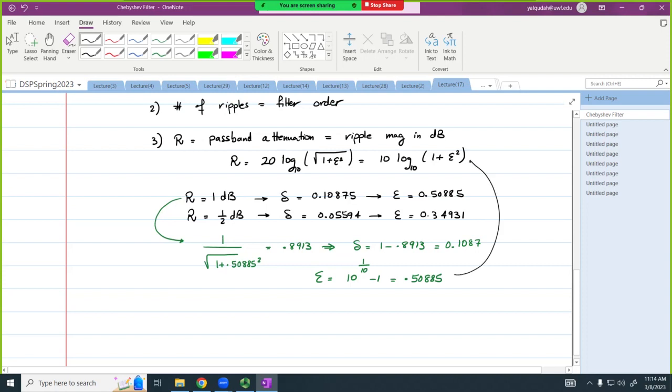Go ahead. So even if it's first order, is the stop band still smooth like that? Like there's no ripple? The stop band, yes, is always smooth. The pass band will have as many ripples as the filter order, but the stop band is always going to be with no ripples.